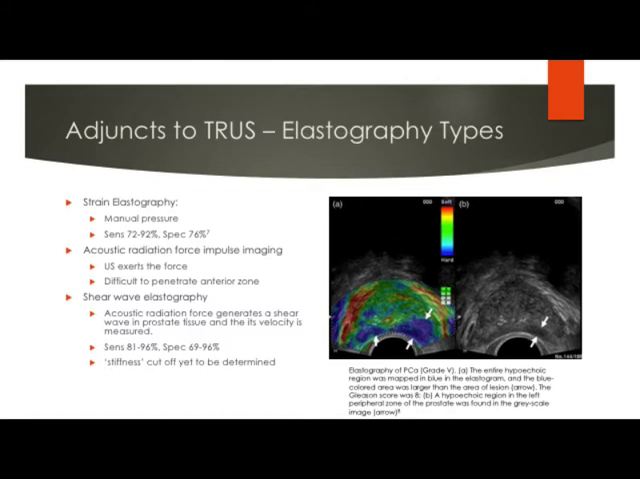The other way of generating the mechanical force is with acoustic radiation. So the ultrasound actually exerts the force on the tissue. So it can be difficult to get into the anterior zone, I'm told, but again, you can get a reasonable picture of elastography. And then there's shear wave elastography, which uses, again, acoustic radiation, and that creates a shear wave. And the velocity of that will determine your elastography picture. Again, reasonable sensitivity and specificity, but the difficulty is no one's been able to say that's the absolute cutoff that's going to suggest a higher incidence of cancer or not.